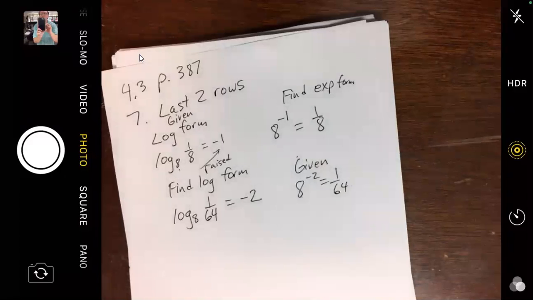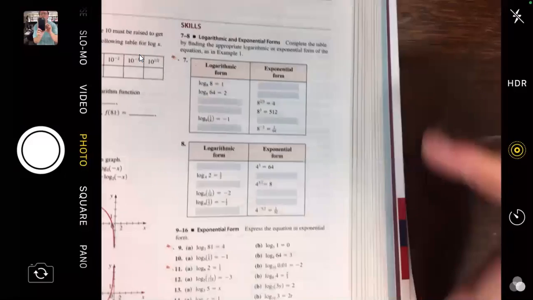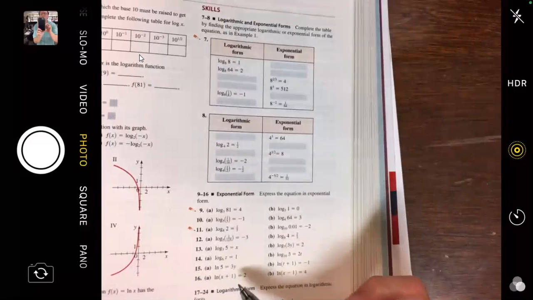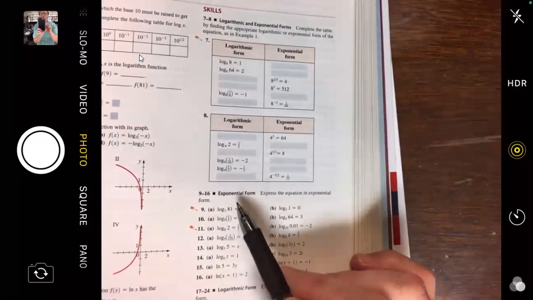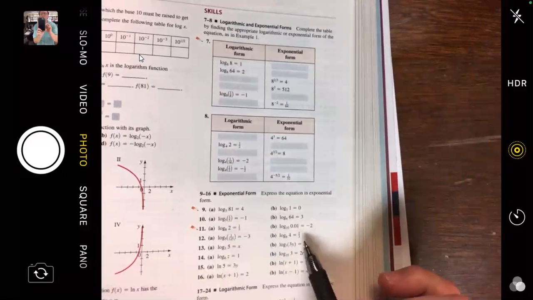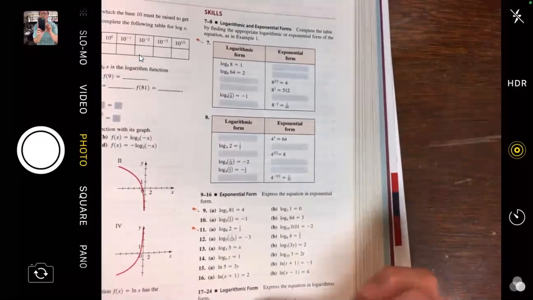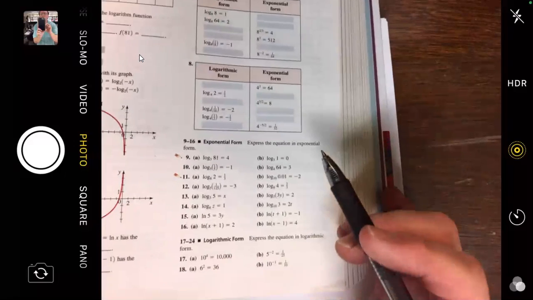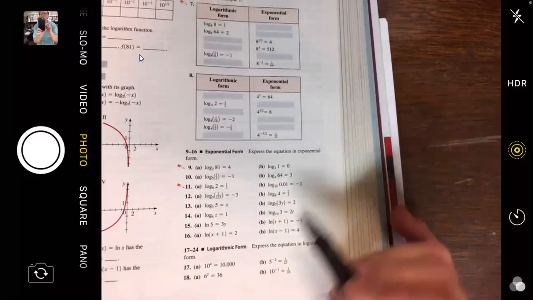All right. You're doing the same thing in 9 to 16. They give you a whole bunch of log forms. They want them written in exponential, and then from 17 on there are exponential forms. They want them written in log form.